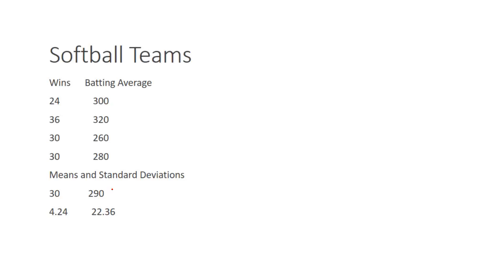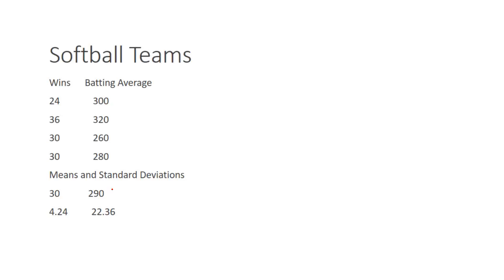So we had a team in the Mountain West that had 24 wins with a .300 batting average, a team with 36 wins that had a .320 batting average, a team with 30 wins that had a .260 batting average, and a team with 30 wins that had a .280 batting average. So that tells us that the team with the highest batting average had the most wins, but the team with the lowest batting average didn't actually have the fewest wins. The team with a medium batting average had. So this isn't really a very perfect relationship. It's a pretty bad relationship.